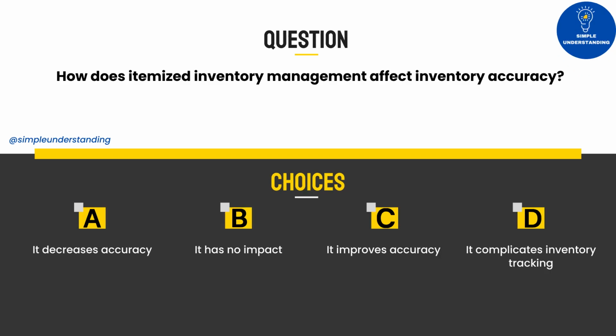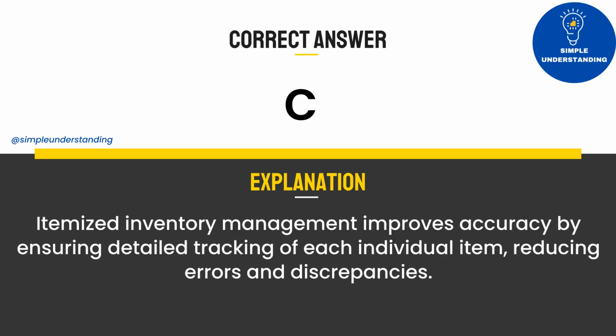4. How does itemized inventory management affect inventory accuracy? A. It decreases accuracy. B. It has no impact. C. It improves accuracy. D. It complicates inventory tracking. Correct answer, C. Overall explanation. Itemized inventory management improves accuracy by ensuring detailed tracking of each individual item, reducing errors and discrepancies.